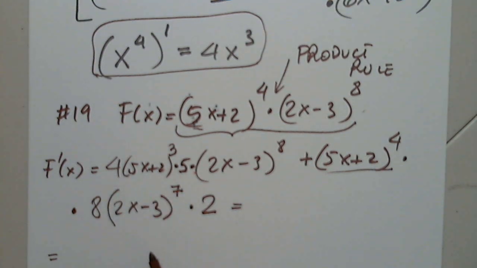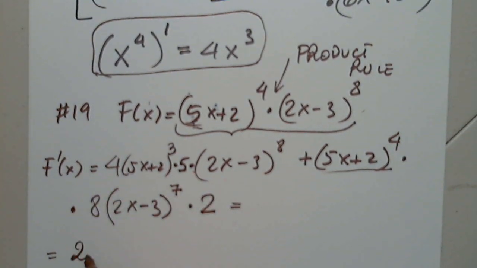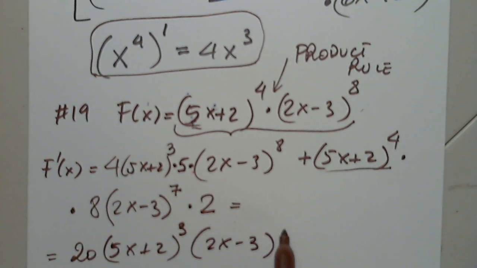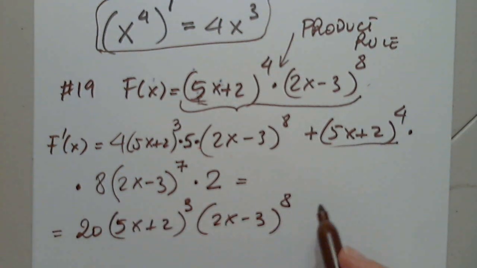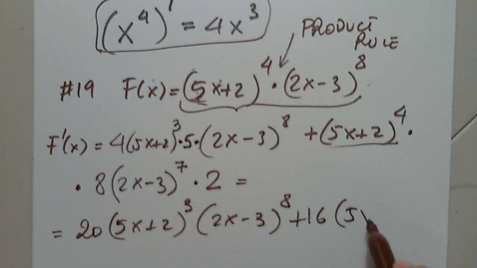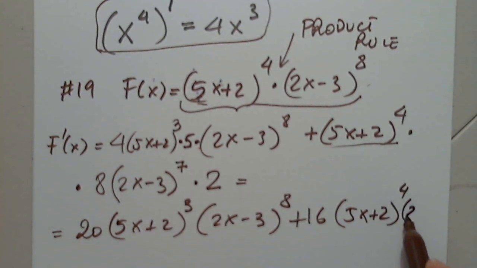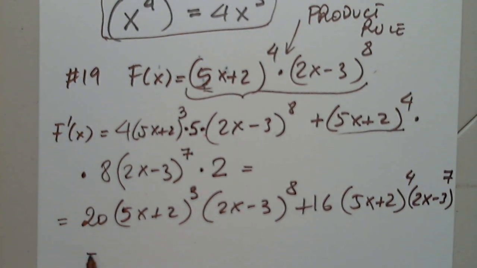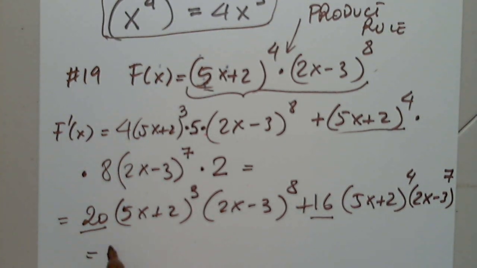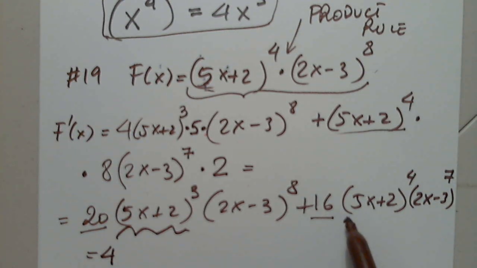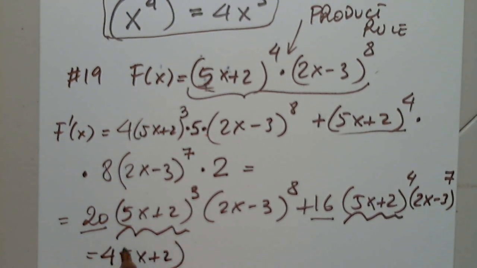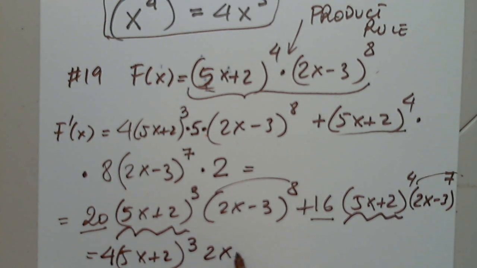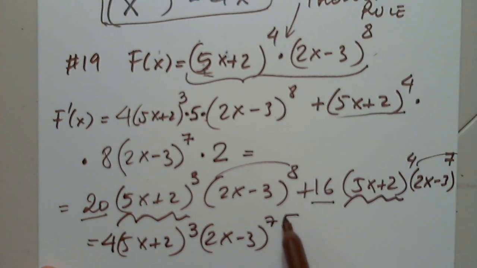4 times 5. Remember, this is a product. I can change the order. We're not distributing. This is a product. So I have 20, 5x plus 2 to the third times 2x minus 3 to the 8th. 8 times 2 is 16. And I have 5x plus 2 to the fourth, and I have a 2x minus 3 to the 7th. And now we have to factor out from these two a 4, from these a 5x plus 2 to the smallest power, which is 3, and from these, again, 2x minus 3 to the smallest power, which is 7.